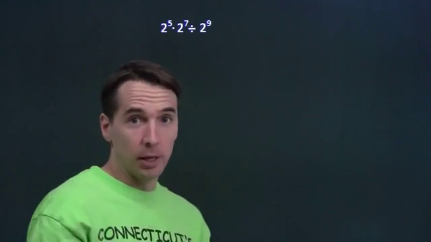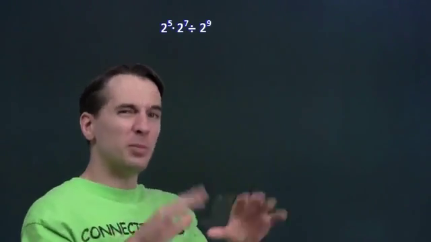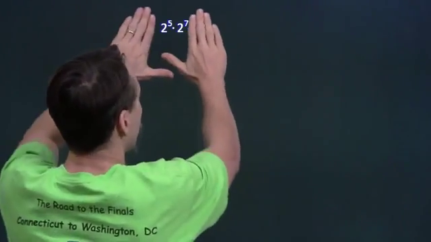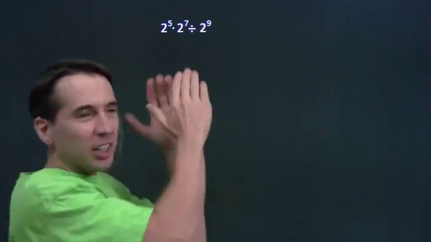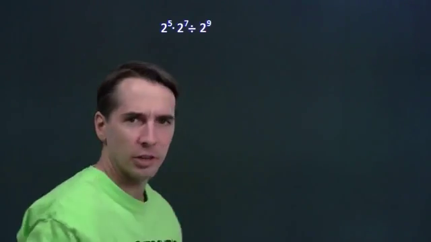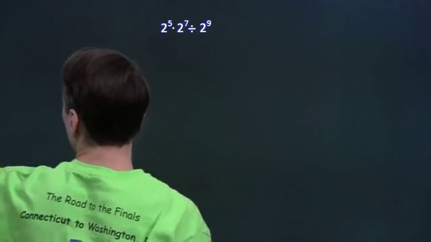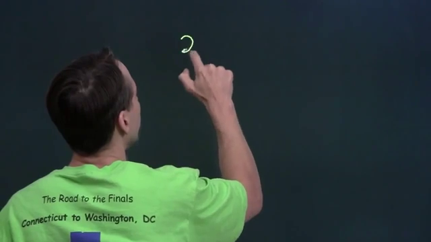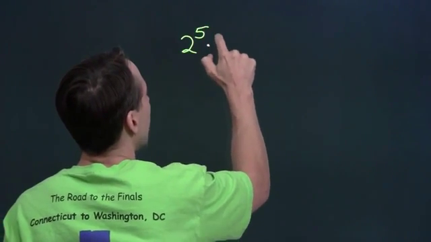Now this is a pretty complicated problem. What I like to do on complicated problems is focus on little pieces of the problem. I'm going to focus on this piece right here. So maybe if I can solve this little piece, 2 to the 5th times 2 to the 7th, that'll make the problem easier. So we'll start with 2 to the 5th times 2 to the 7th.